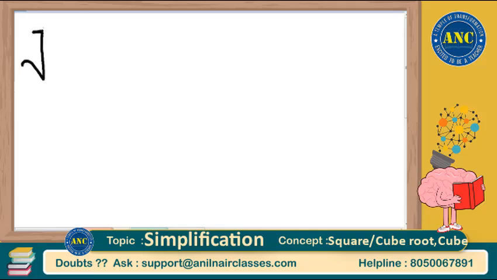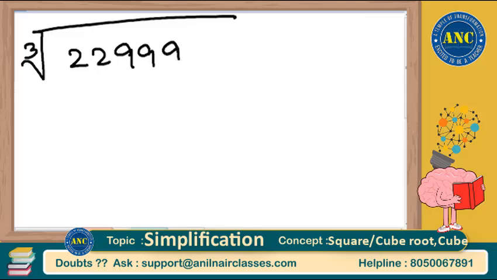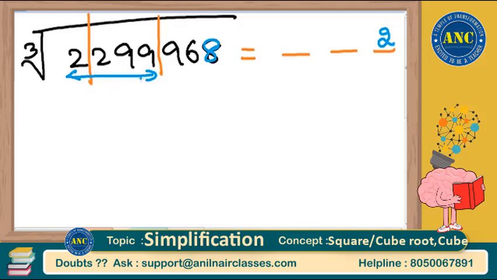Suppose for example, cube root of 2299, make a group of 3. Totally 3 partitions are there. The answer will have 3 digits. Step number 1, I think it is clear. This number is ending with 8. The answer should be the tens complement of 8. It is 2. Now the remaining digits are 2299, right?